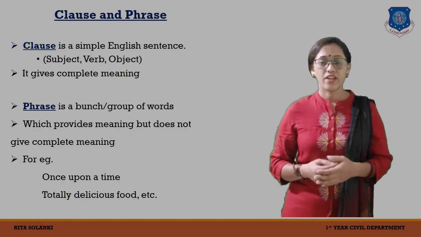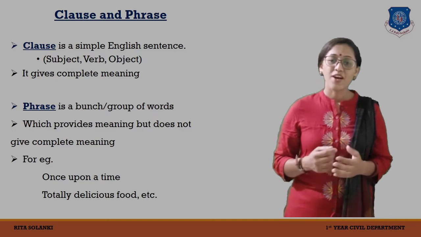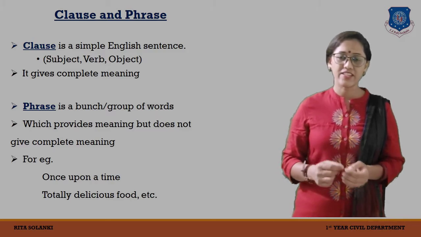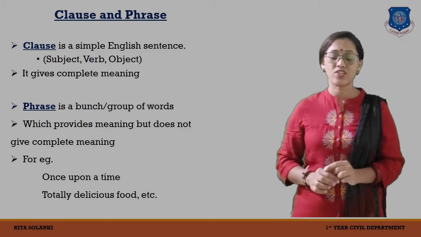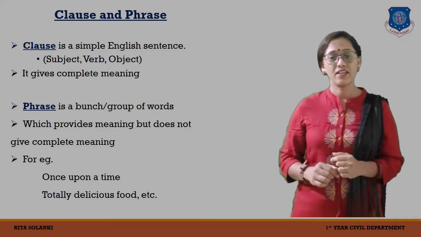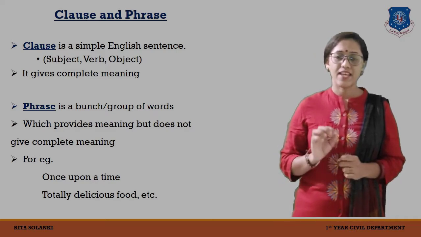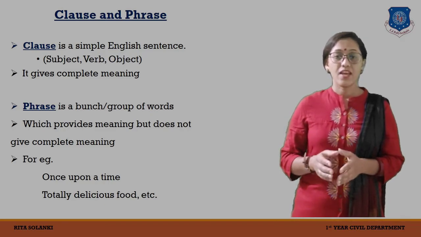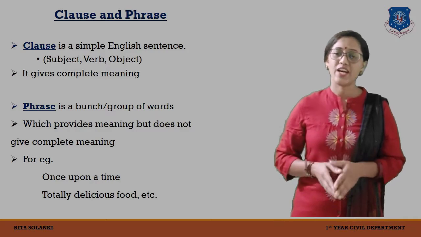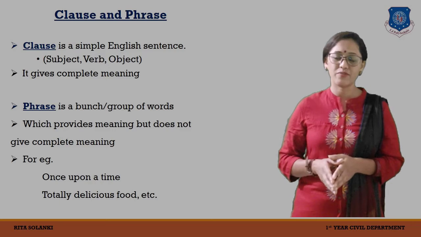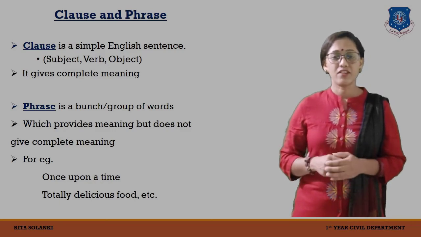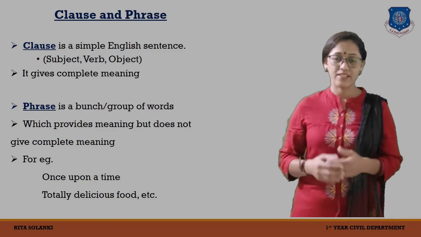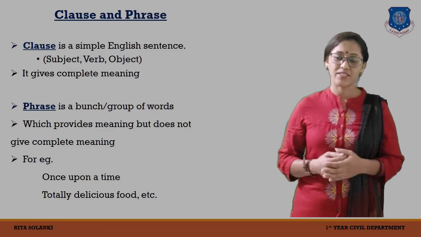Now you must be wondering what a clause is. Clause is, we can say, a simple sentence. In English language, a simple sentence is a combination of a proper subject, verb and object. So any simple sentence having a subject, verb and object can also be called a clause. And phrase is merely a bunch of 2 to 3 or more than 3-4 words. It does give a meaning, but it does not give a proper or complete meaning. Whereas compared to phrase, a clause has a complete meaning to it.